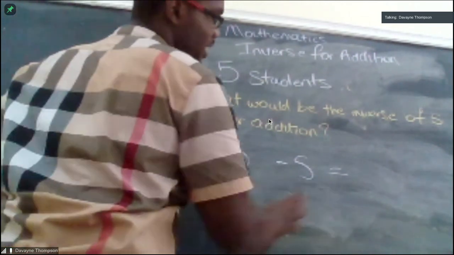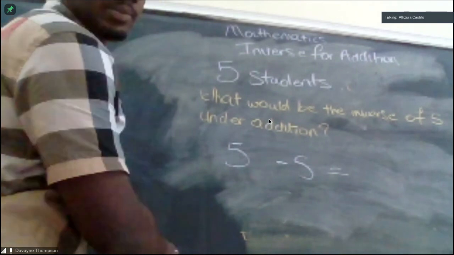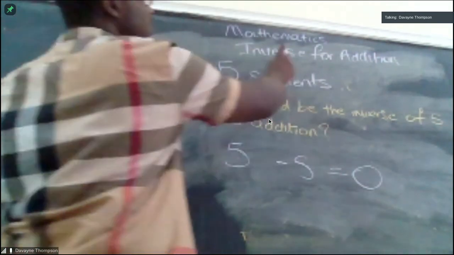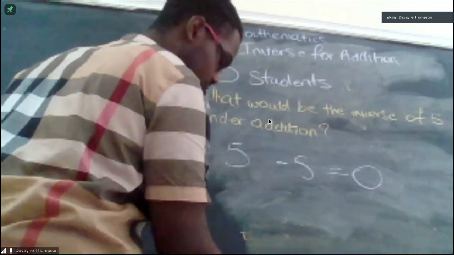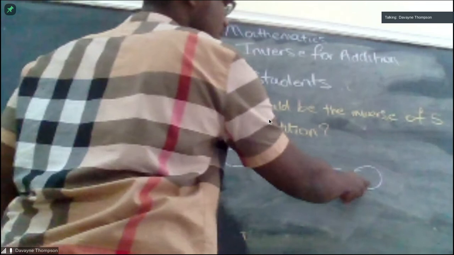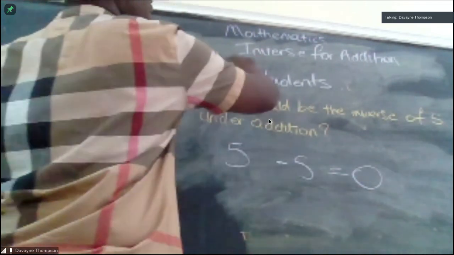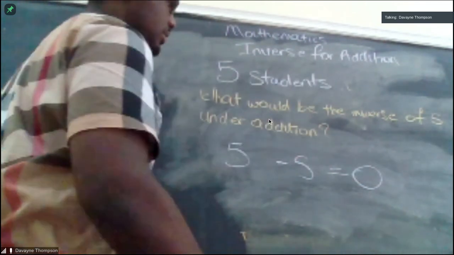Alright? And now, once you work this out, 5 minus 5 gives you what? 0. So, for you to have the inverse under addition, you must have your answer being 0. That means 0 is our identity when you're finding an inverse under addition. So write that for me.